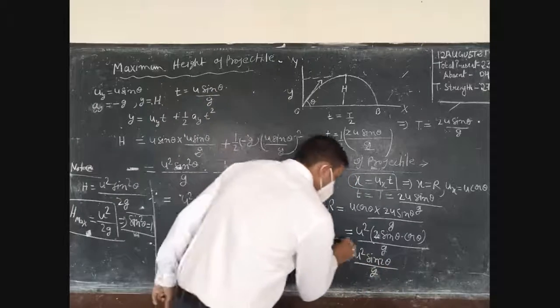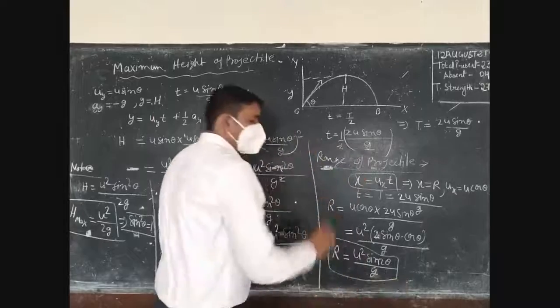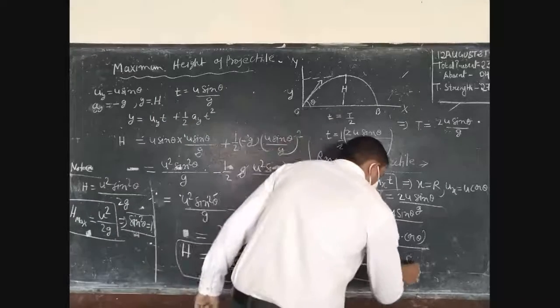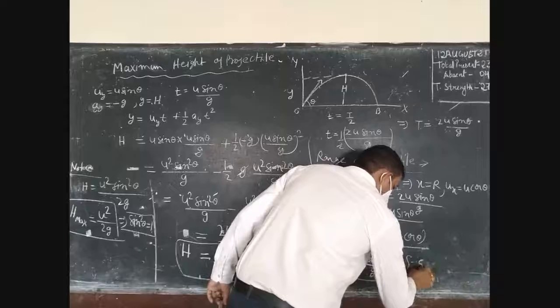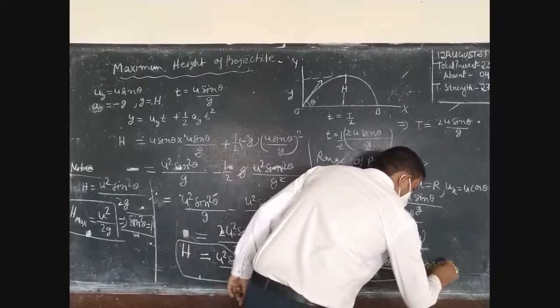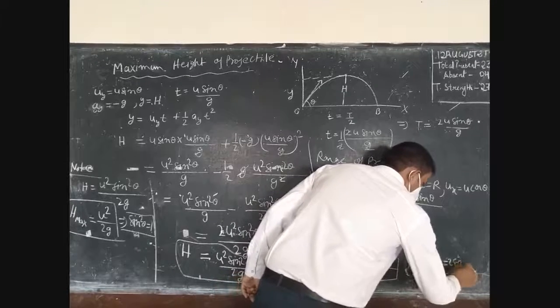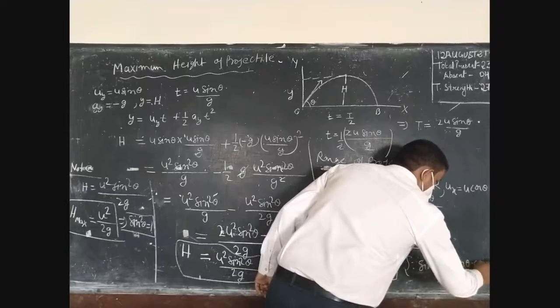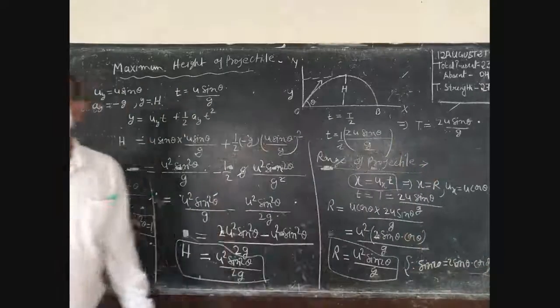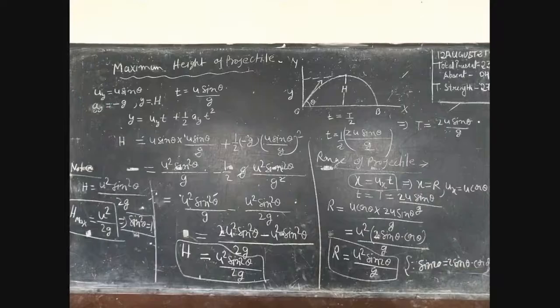Okay. This is the range of projectile, where sin 2 theta is equal to 2 sin theta into cos theta. Okay.